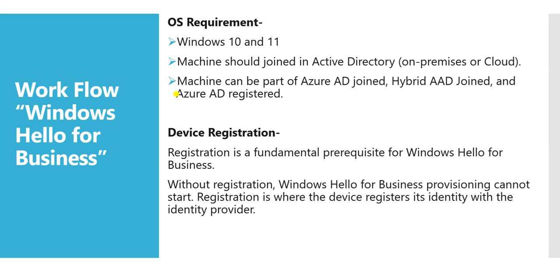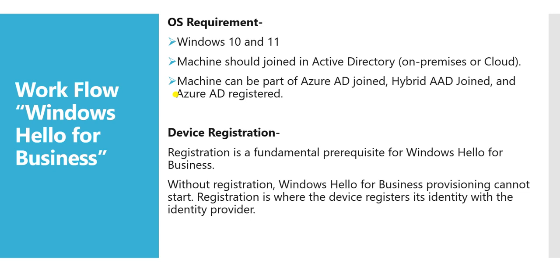Next thing is the machine should be joined to Azure Active Directory, on premises or the cloud, cloud in the sense of Azure Active Directory. If you are using the cloud like Azure AD, then your machine should be part of Azure AD joined, hybrid Azure AD joined, or Azure AD registered. So when you join a device into Azure AD, you will be using one of these three methods.